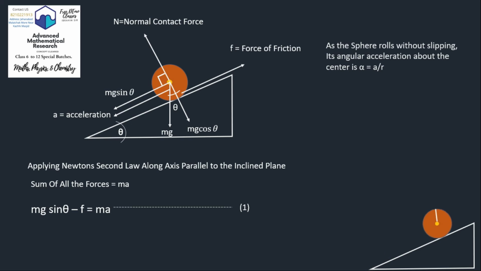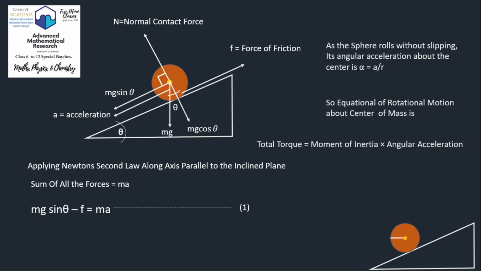Now, as the sphere rolls without slipping, its angular acceleration about the center is alpha, and that must be equal to linear acceleration divided by radius. So the equation of rotational motion about the center of mass is: total torque must be equal to what? Moment of inertia multiplied by angular acceleration. So what is the total torque here?